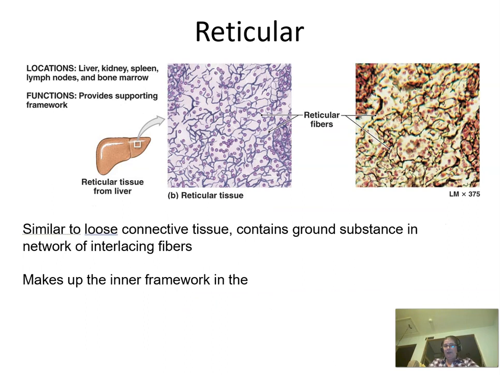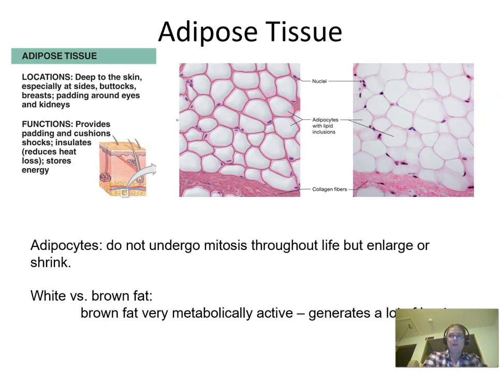Reticular has a lot of reticular fibers, which we said form that internal framework or network. So they tend to form like scaffolding or framework in organs like your liver, your spleen, your lymph nodes, bone marrow. Okay, adipose tissue, it just looks like gobs of oil, and sometimes you don't always see the nucleus. So the cell just fills up with oil and then pushes the nucleus off to one side.